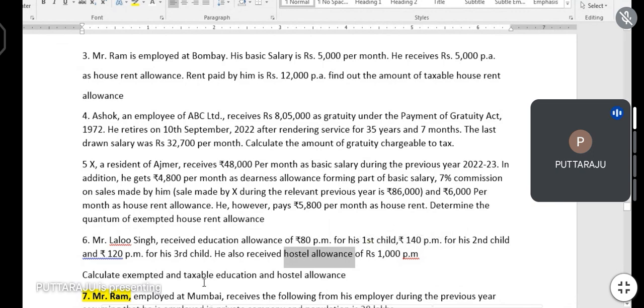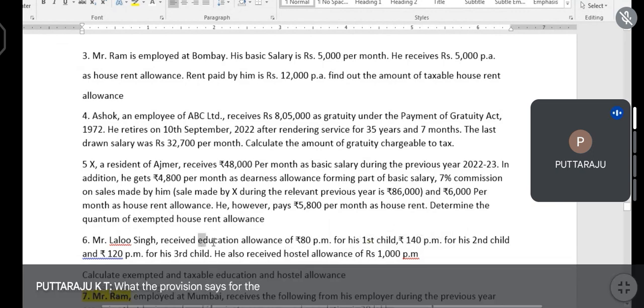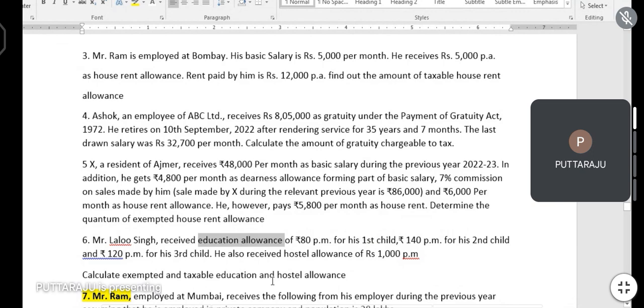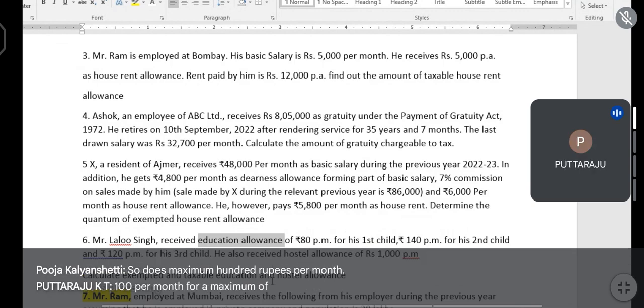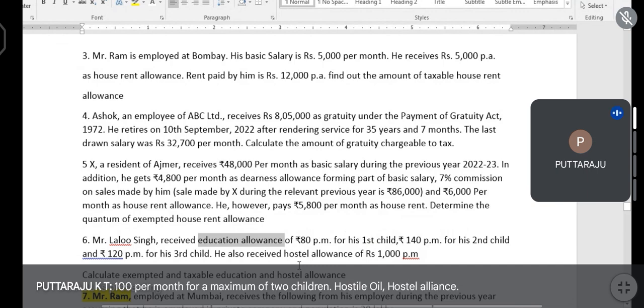What does the provision say for the education allowance? It is maximum 100 rupees per month, 100 per month for a maximum of 2 children. Hostel allowance is 300 per month for a maximum of 2 children.